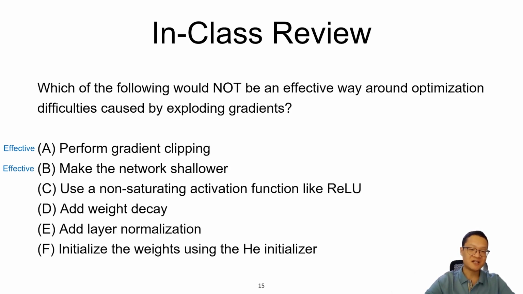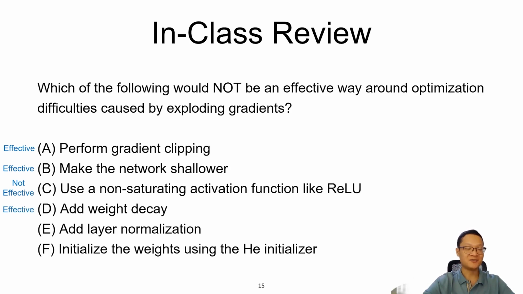Third, use a non-saturating activation function like ReLU. This is actually not an effective way of reducing the chance of exploding gradients, because non-saturating activation functions like ReLU are the cause of the exploding gradients a lot of the time. If we use a non-saturating activation function like ReLU, we will definitely alleviate vanishing gradients, but we might get into issues of exploding gradients, as we discussed earlier.